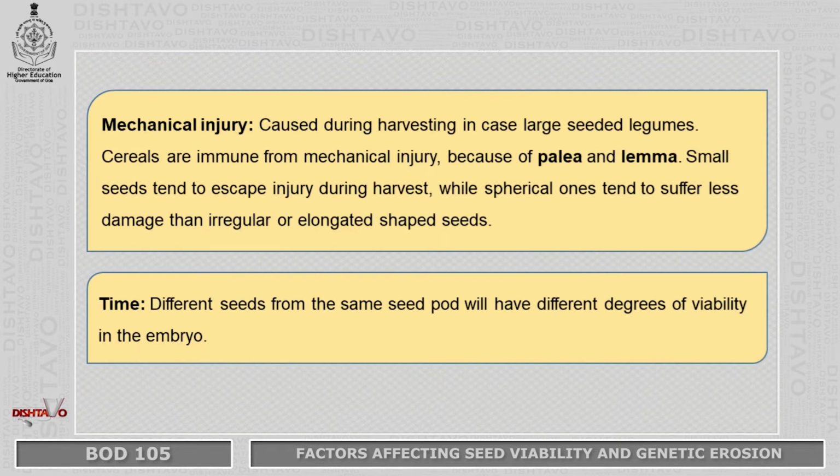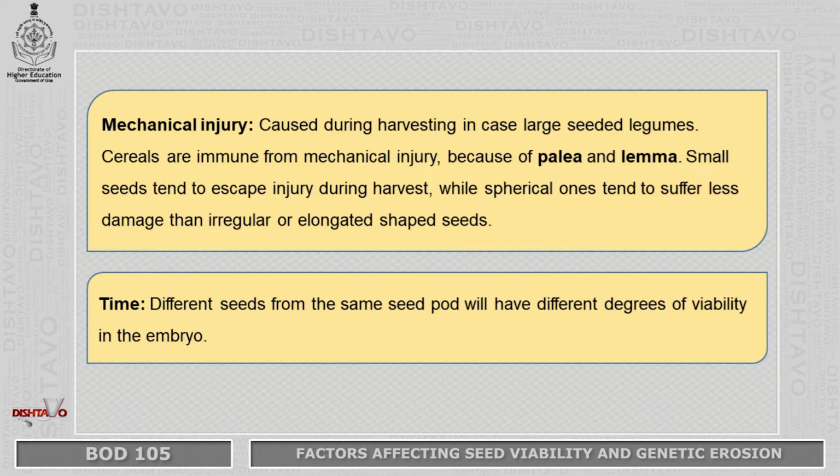Next, mechanical injury. This can be caused during the harvesting process in case of large seeded legumes. Cereals are immune from mechanical injury because they have a protective structure called lemma and palea. Small seeds tend to escape injury during the harvest because of their small structure, while spherical ones tend to suffer less damage than irregular or elongated shaped seeds.